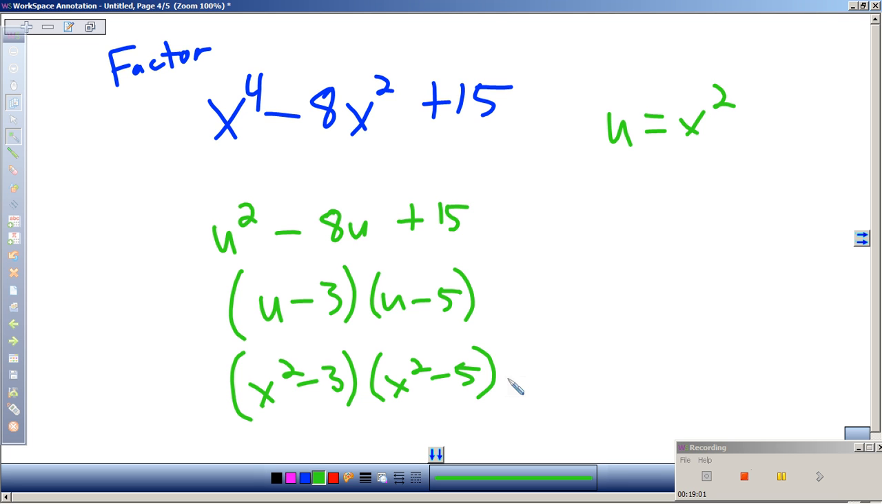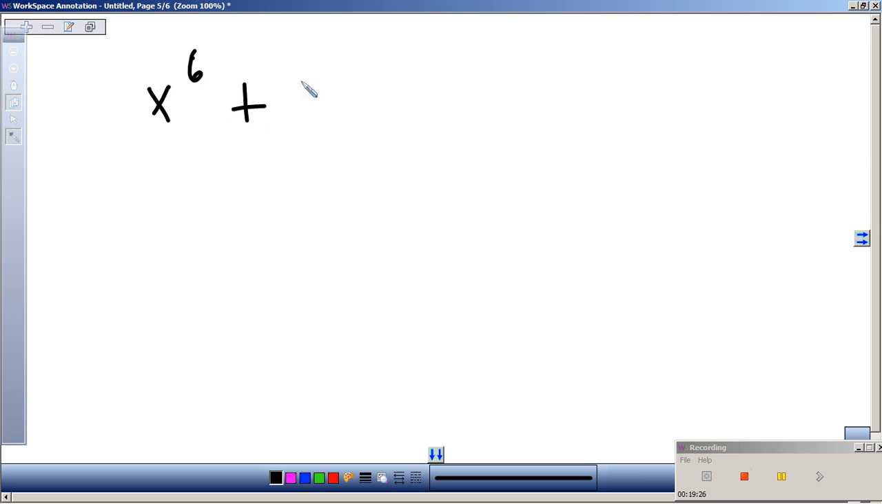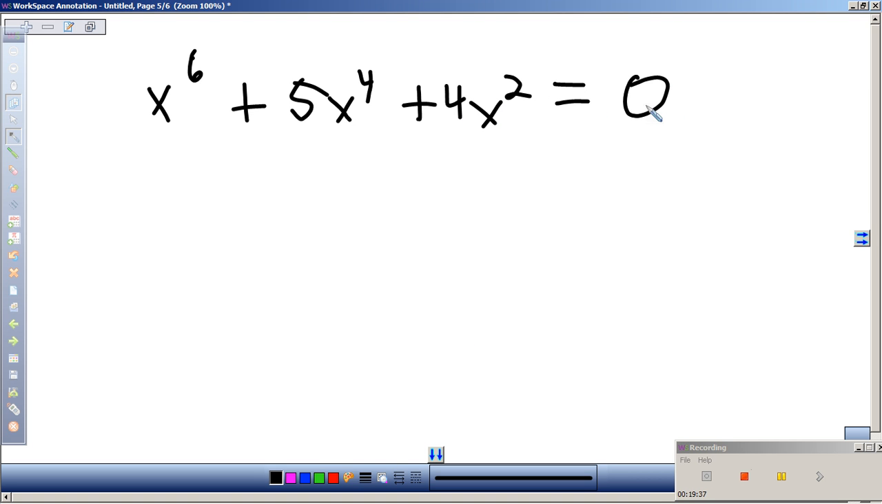You guys understand what we did there? Okay. So, some of these are going to be solved by factoring. So you'll get something like this. Say x to the 6 plus 5x to the 4 plus 4x squared equals 0. Solved by factoring. Okay, first rule of factoring, take out what's common, which in this case is x squared.